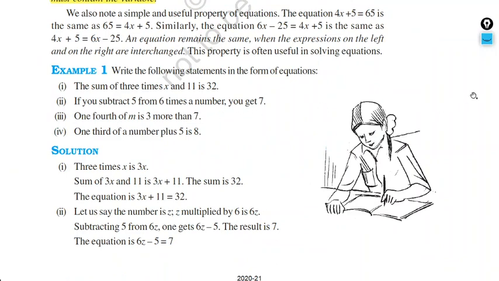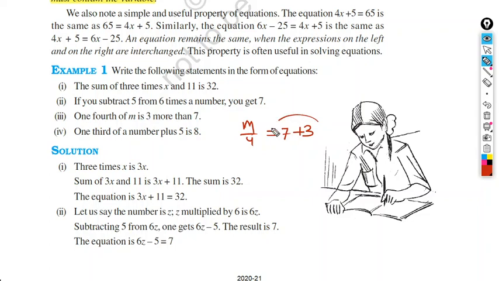1/4 of m, that means m by 4, is 3 more than 7. 7 plus 3. Implying that you can write m by 4 equal to 10. This is also an equation.